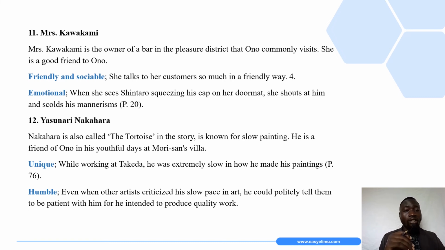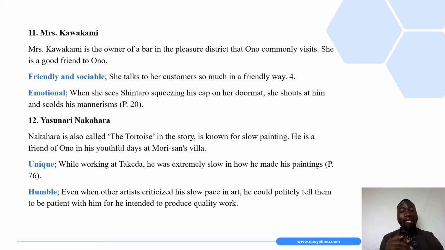There is also Mrs. Kawakami. So Mrs. Kawakami is the owner of a bar in the pleasure district that Ono commonly visits. She is a good friend to Ono. So Mrs. Kawakami is friendly and sociable. That is, she talks to her customers so much in a friendly way. She is also emotional. That is, when she sees Shintaro squeezing his cup on her doormat, she shouts at him and scolds his mannerisms. So there is the next character, that is Yasunari Nakahara.